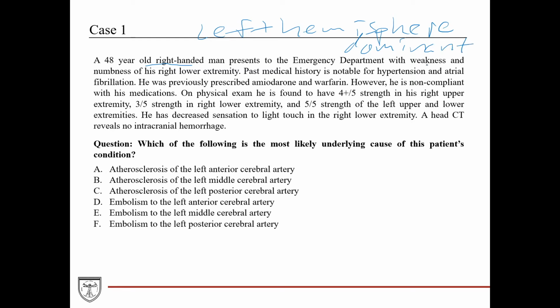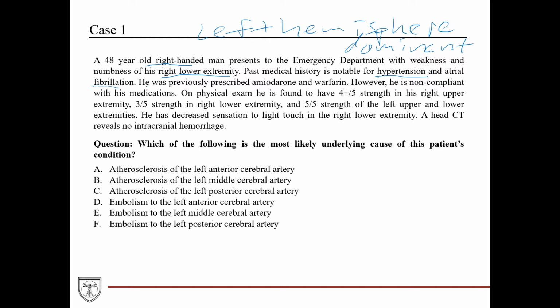A patient is going to present to the emergency department with weakness and numbness of the right lower extremity. So he's a younger guy, and usually strokes happen in older patients. So the fact that he's a younger guy makes you somewhat concerned here. Past medical history is notable for hypertension, definitely a risk factor for stroke, and atrial fibrillation, which is also.